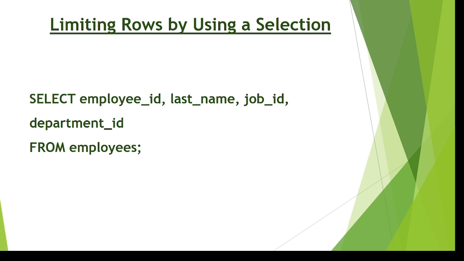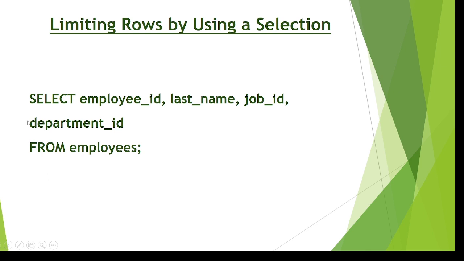This SQL query retrieves specific columns like employee ID, last name, job ID, and department ID from the employees table. The select keyword is used to indicate that we are retrieving data from the database. Employee ID, last name, job ID, department ID, these are the columns we want to retrieve data from. And the from employees specifies the table from which we are retrieving the data. In this case, it's the employees table.